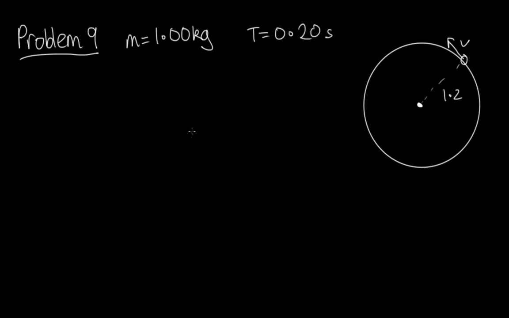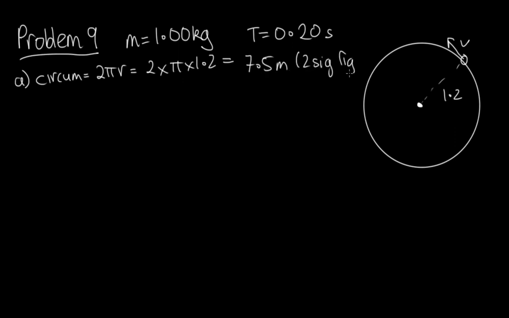So part A says calculate the circumference of the circular path. So the circumference of a circle is just equal to 2 pi r. So this is 2 times pi times 1.2, and just solving that one on the calculator, we end up with 7.5 meters to two significant figures.